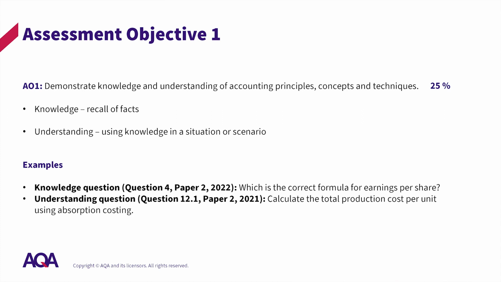The knowledge question asks students what is the formula to calculate earnings per share, which fulfills the aim of facilitating students to recall facts. Note, most knowledge-only questions are MCQs. The understanding question asks students to calculate total production cost per unit, which means students must show understanding of the topic area and not just recall of knowledge to answer this question effectively.